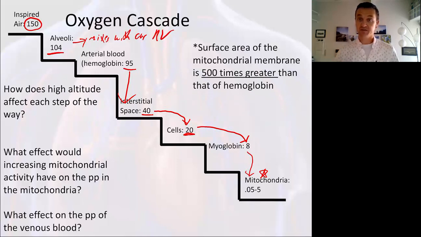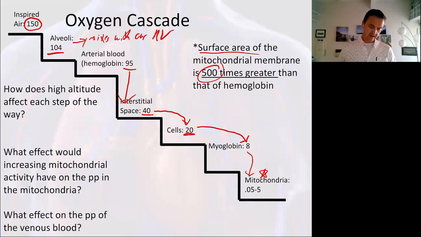Part of that's because of the surface area, right? And so the surface area of the mitochondrial membrane is 500 times greater than that of hemoglobin, okay? So the more surface area there is, the more the oxygen is spread out, right? The more it's spread out, the lower that partial pressure is. Okay, so let's look at a couple of these questions here.